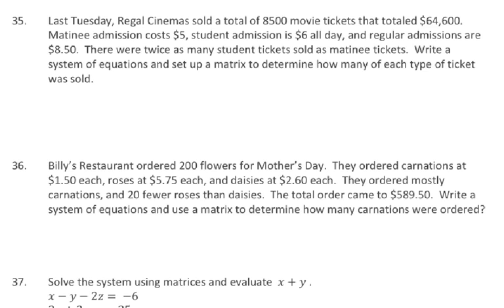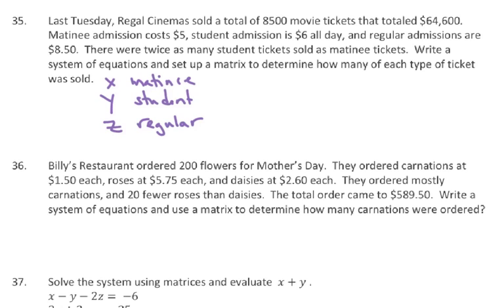First of all, what are the variables? Well, there are three things going on, so there are three variables. We're going to call X the matinee admission. We'll call Y the student admission. And Z will be the regular admission.